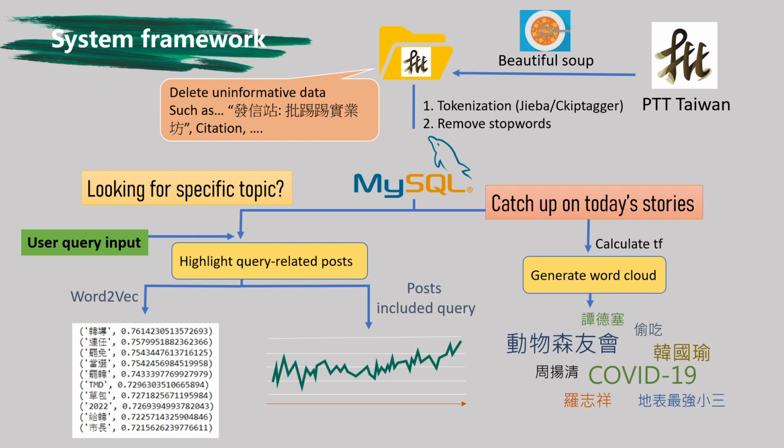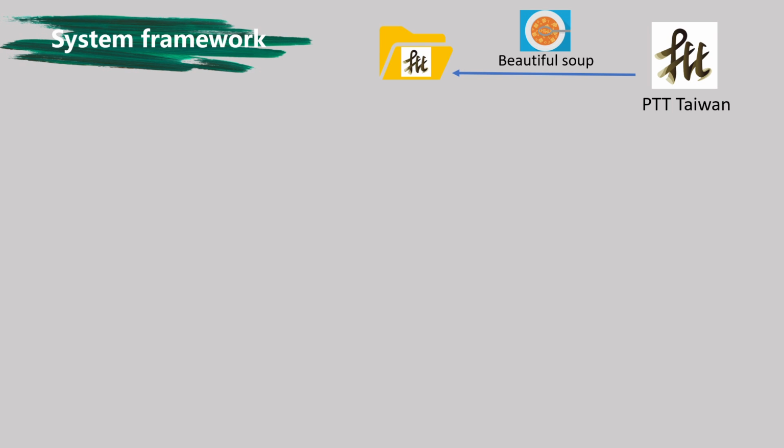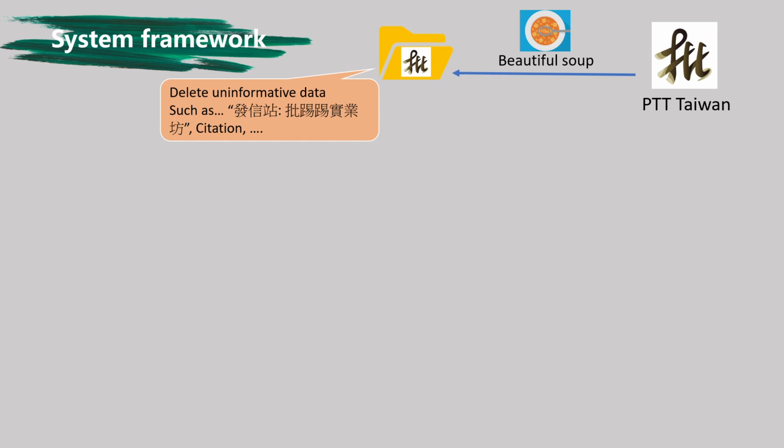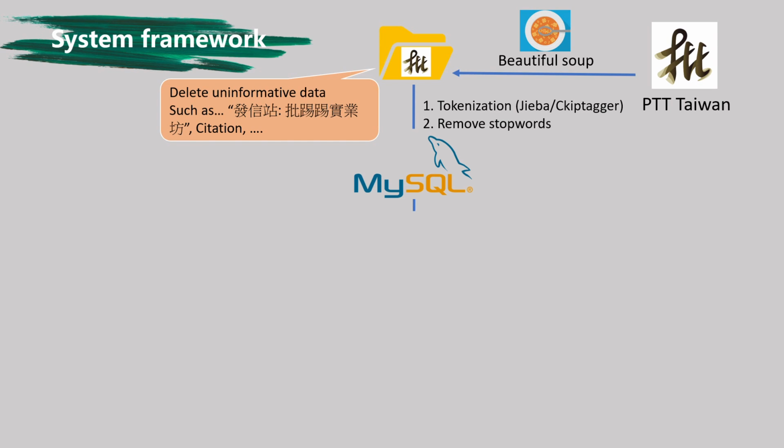First of all, let's look at the big picture. We first extract the published posts on PTT Taiwan, our target source of data, by using Beautiful Soup. Then we delete the uninformative data such as citations and footnotes to avoid statistical error. After that, we tokenize the comments using either Jieba or CKIP and remove stop words before storing the structured data into MySQL, a database management system.